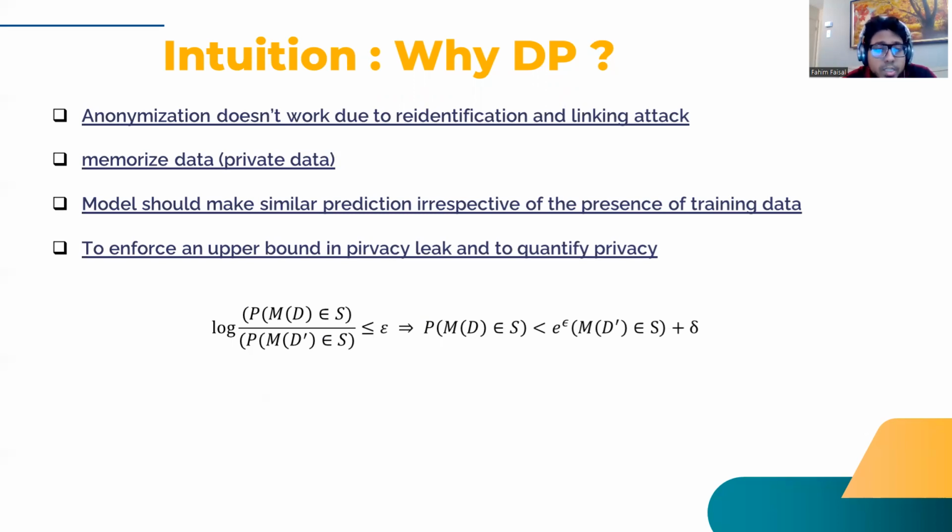So what's our expectation? We expect that a model should make similar predictions irrespective of the presence of a particular sample in the training data. So to enforce an upper bound on privacy leakage and to quantify privacy, the concept of differential privacy came, where D and D prime are two datasets that differ by one single data point. We try to limit the privacy breach, and the upper bound is epsilon, and by adding delta, epsilon-delta privacy relaxes the notion a little bit.